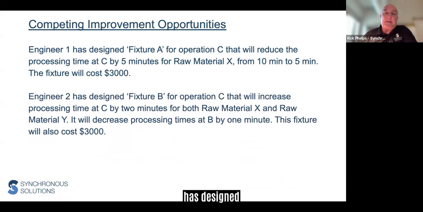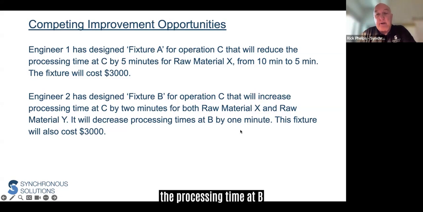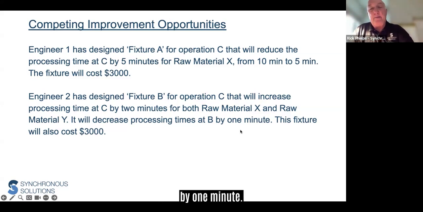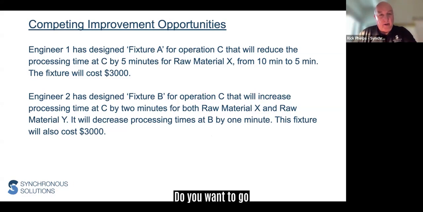Engineer 2 has designed fixture B for operation C that will increase the processing time at C by 2 minutes for both raw material X and raw material Y, but it will decrease the processing time at B by 1 minute. This fixture also costs $3,000. Do you want to go with Engineer 1's fixture A or Engineer 2's fixture B?